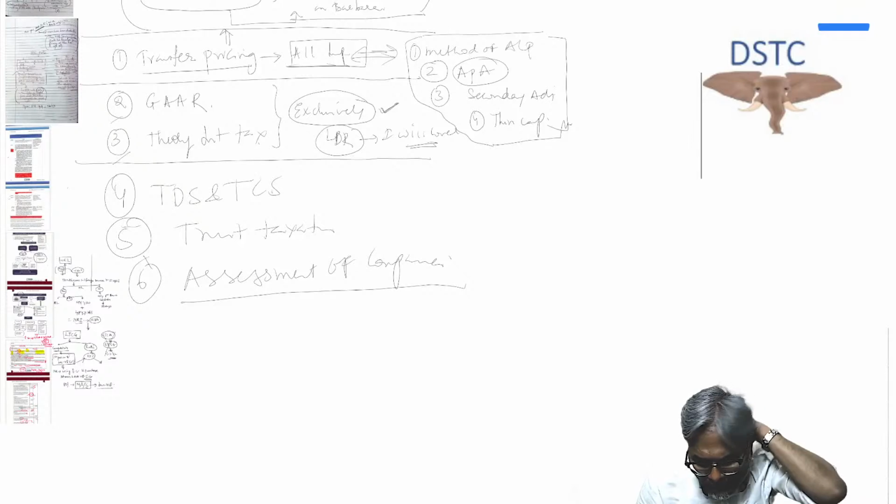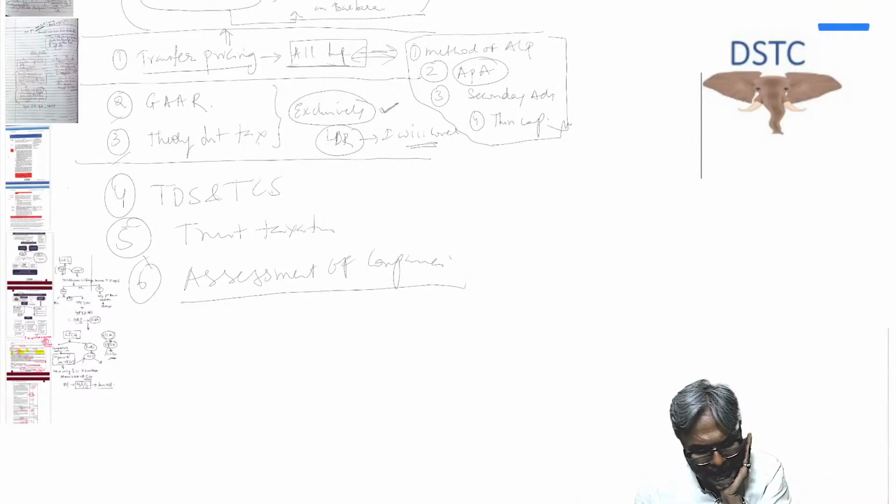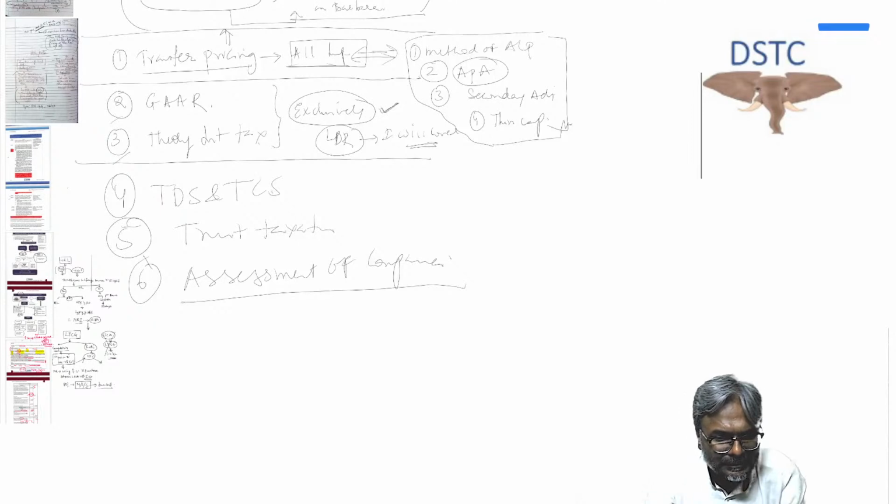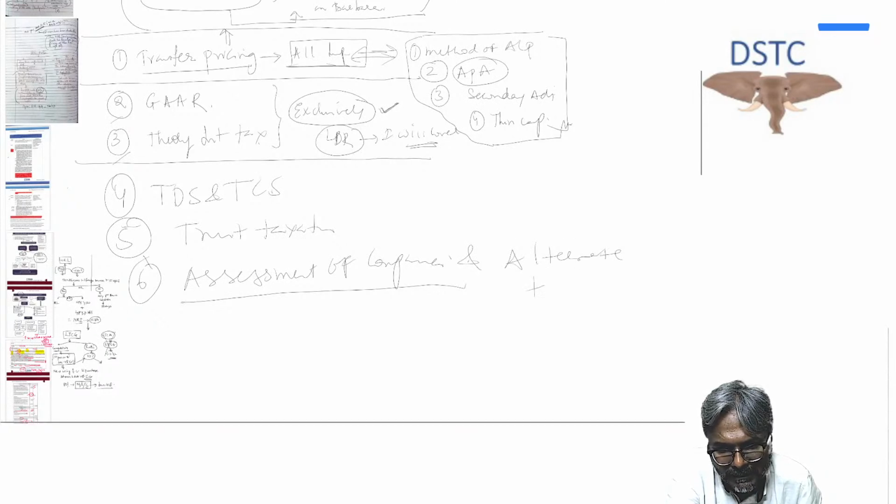ATR means what? PGBP, see, if you want the list of important sections also. At least I've told you, students, TDS, TCS, trust taxation, assessment of companies. These are the areas I'm going to cover. What is assessment of companies? It is the alternate tax regime. Assessment of companies and alternate tax regime are one and the same.